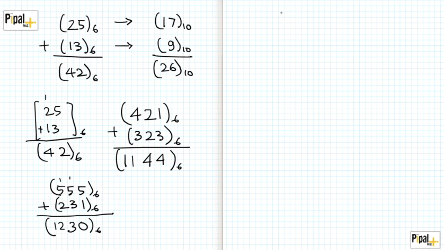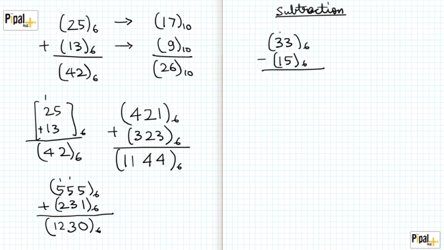Now let's do some subtraction. For subtraction, we are going to use the same concept that we use when we subtract two numbers in decimals. The only thing is, when we borrow something, we borrow something equivalent to the base and not 10. So let's say we have to subtract 15 in base 6 from 33 in base 6. Now 3 minus 5 is not meaningful.